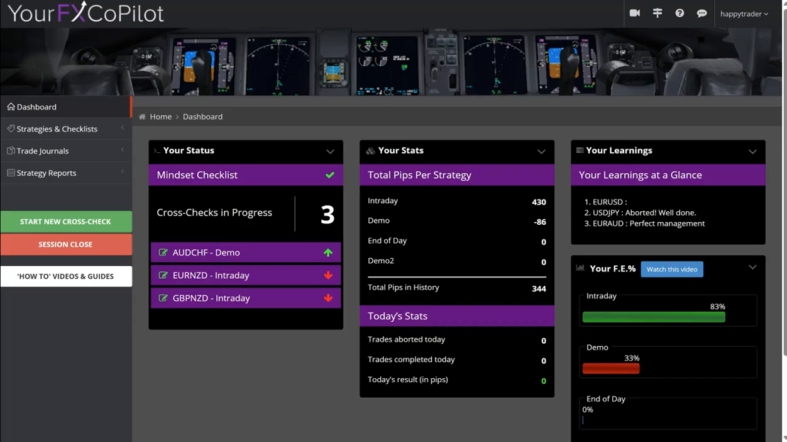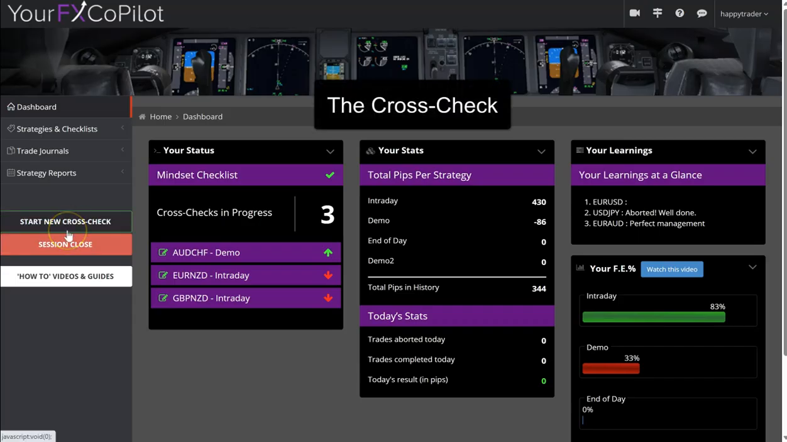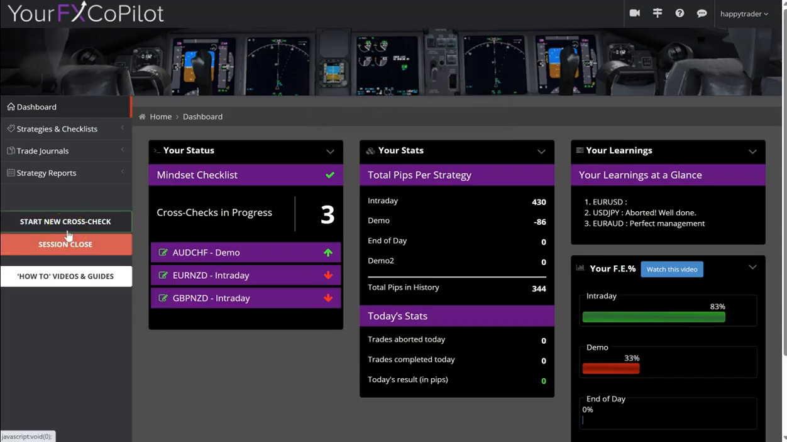In this video, we're going to dive into the cross-check, which is at the heart of your FX CoPilot. You've probably been on a flight and at some point heard the term cross-check over the tannoy. That simply means that one person is verifying the task of another. It minimizes human error and ensures strict adherence to procedures for optimal flight safety.